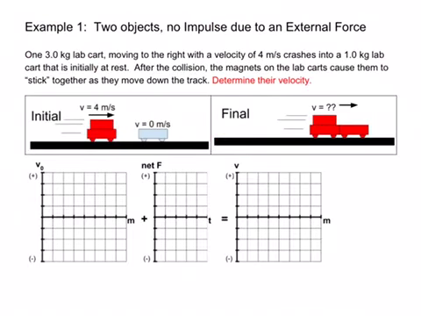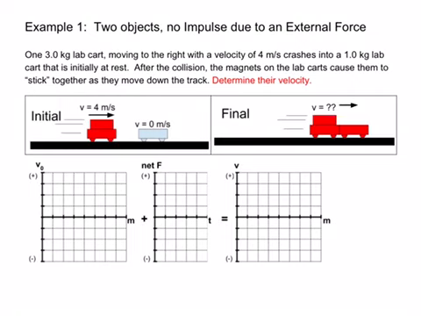Okay, so let's do a problem of the first possibility where there are two objects with momentum and no impulse due to an external force. So in this problem, one 3 kilogram lab cart moving to the right with a velocity of 4 meters per second crashes into a 1 kilogram lab cart that is initially at rest. So I'm going to jot down their masses here. This one has a mass of 3 kilograms, and this one has a mass of 1 kilogram.